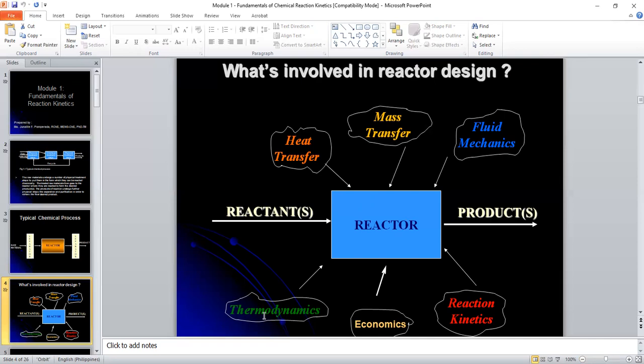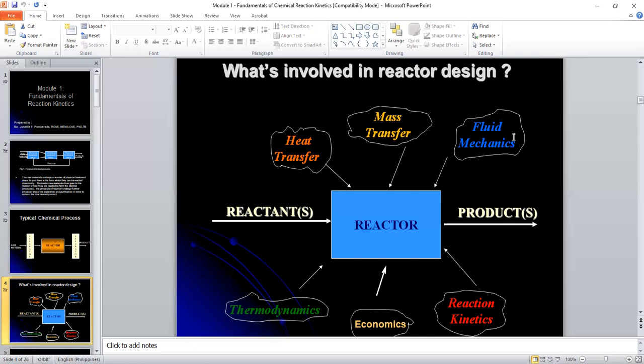That way we can appropriately optimize the operation of a particular reactor. So we need to know heat transfer. That is why you already know heat transfer by now. Same thing with mass transfer.